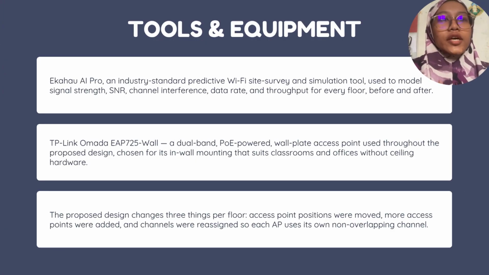We use Ekahau AI Pro, a predictive Wi-Fi simulation tool, and model every access point as TP-Link EAP725 wall. It is a wall plate and dual band AP. So for the proposed design, we move AP positions and added more of them, and then reassign channels to cut the interference.